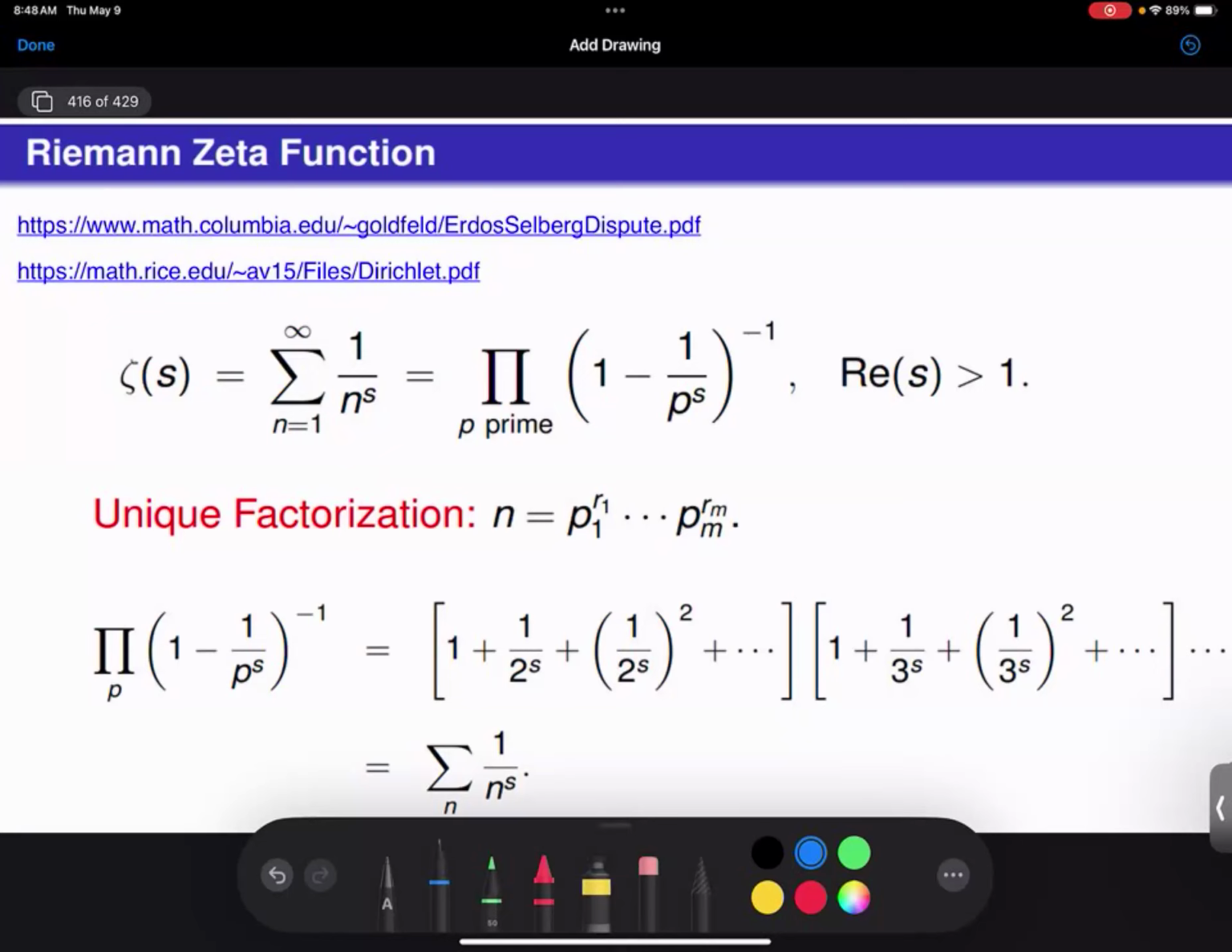The other one is an article on just what I'm going to be doing today, proving primes in arithmetic progression, putting in all the details that I'm not going to put in.